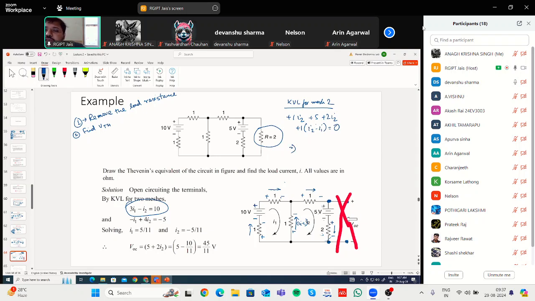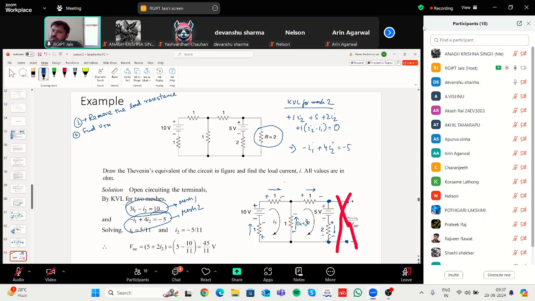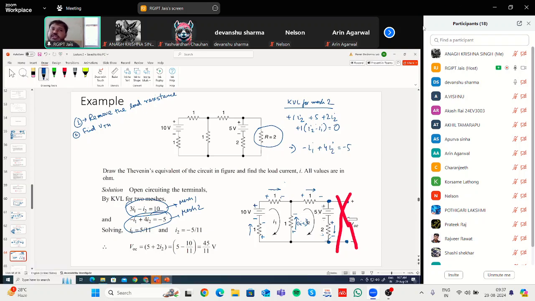If you simplify, it will be minus I1 plus 4 I2 equal to minus 5. This equation is for mesh 1, and this is for mesh 2. Now I1 and I2 are the two unknowns, and you have two equations. By the knowledge of solving simultaneous equations, you can find out the values of I1 and I2. I1 will be 5 by 11, I2 will be minus 5 by 11.